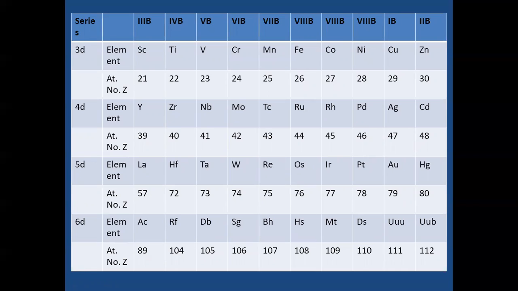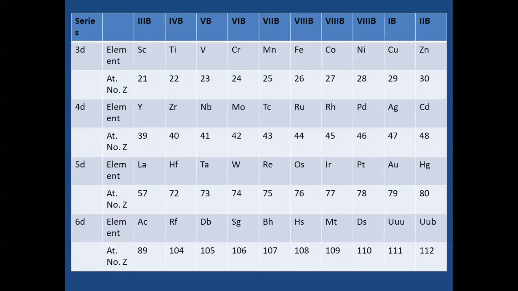Coming to the atomic numbers of these elements, here we have the 3d series, 4d series, 5d series, and 6d series. If you take the third B group, fourth, fifth, these are starting from third B. Then after 8B, we have first B and second B group of elements. So the first and second B groups are on the right side, and from the third B group the series starts.